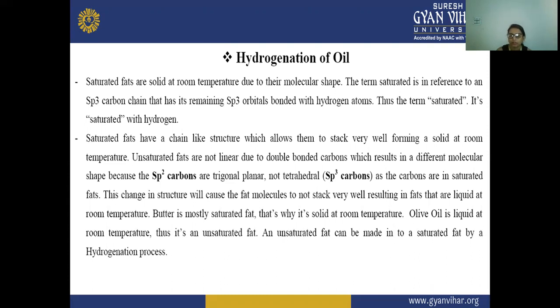An unsaturated fat can be made into a saturated fat by a hydrogenation process. So this olive oil, which is liquid at room temperature, is an unsaturated fat, and this unsaturated fat can be made into a saturated fat by the hydrogenation process. Through this hydrogenation process, we can convert the unsaturated fat into saturated fat.